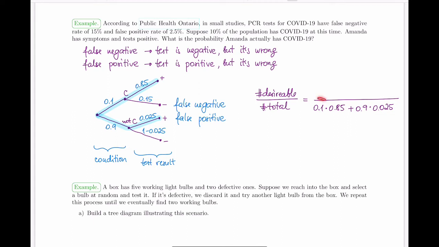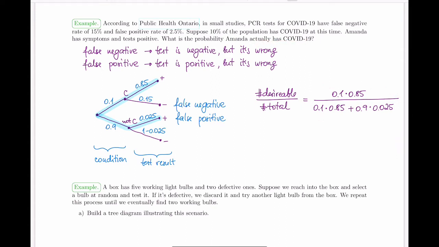What goes on top, though, is where we're actually asked. What is the probability she actually has COVID? And only one of these branches corresponds to her actually having COVID, which is this first one here. So 0.1 times 0.85. And once again, we notice the same structure. What happens on top occurs as one of the summands at the bottom because the top is a subset of all the possibilities on the bottom. Now, if you calculate this, you will find out the probability that she actually has COVID.